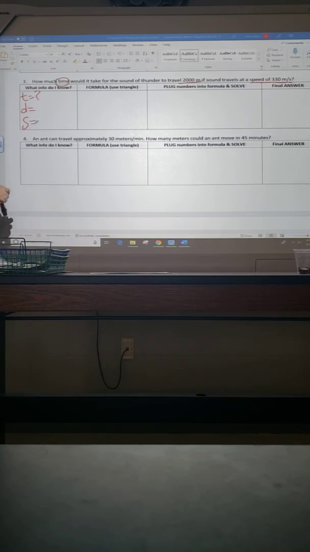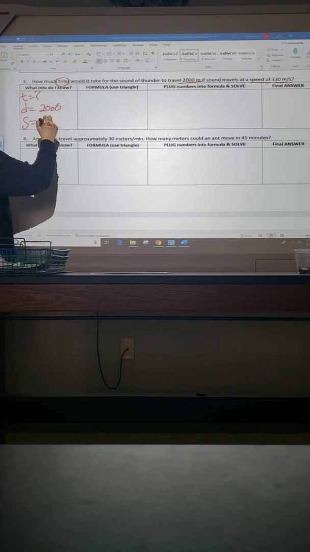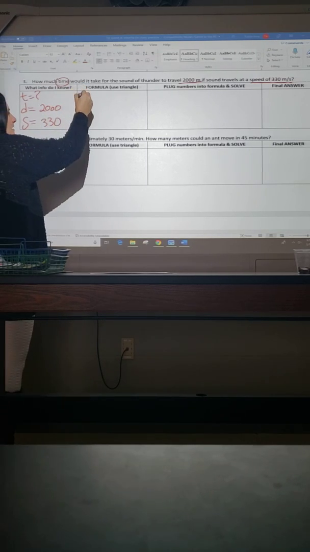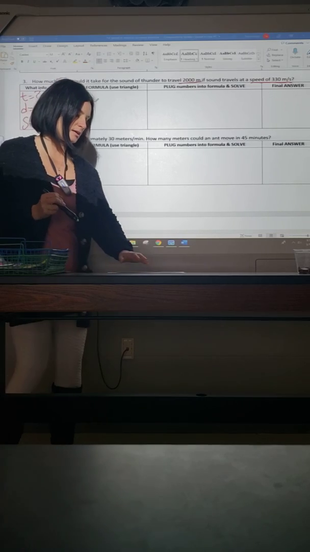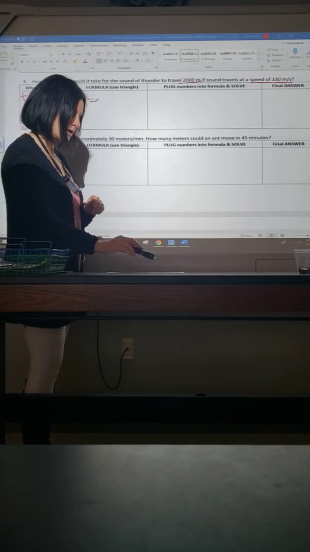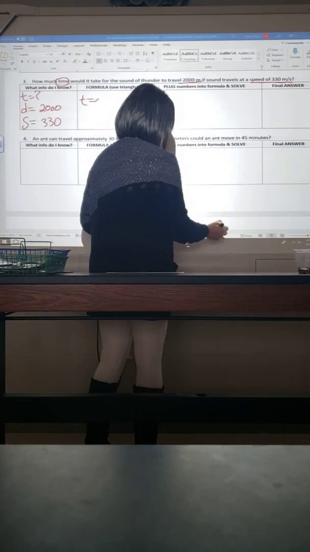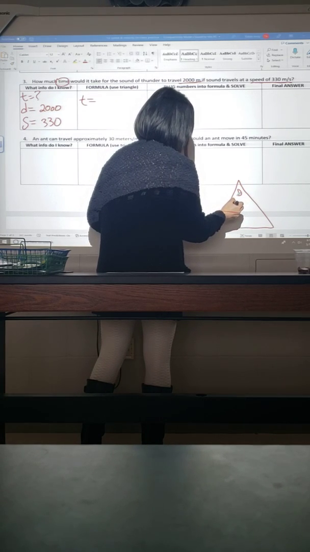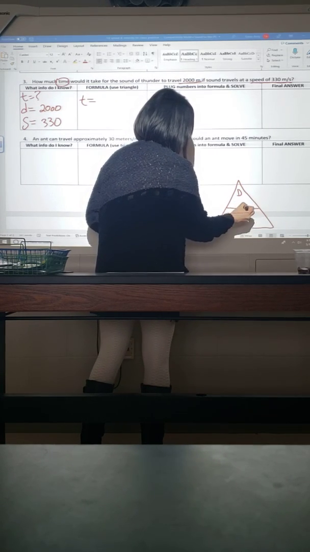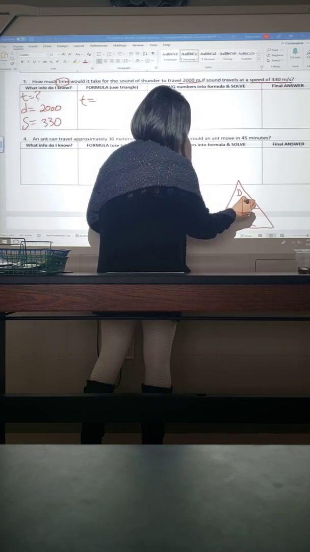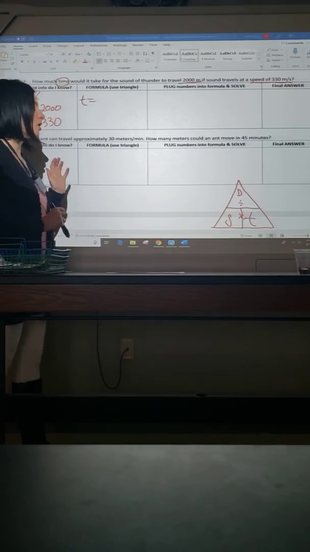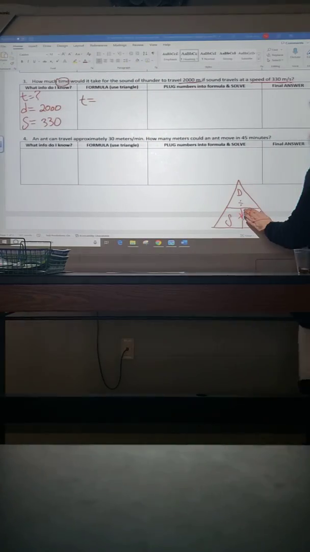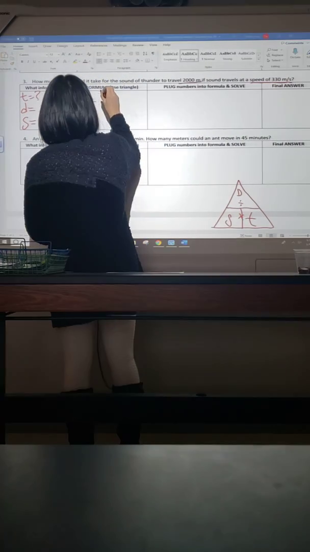And so now I just fill these in. I have 2,000 for my distance, and for speed, I have 330. So now I'm setting this up for time. Since my screen is kind of split, I'm just going to draw my triangle on here. So it is D at the top, and it's over speed and time. So we know that this means division and this means multiplication. So I'm solving for time. So the strategy is we cover up time and we get D divided by S, or distance over speed.